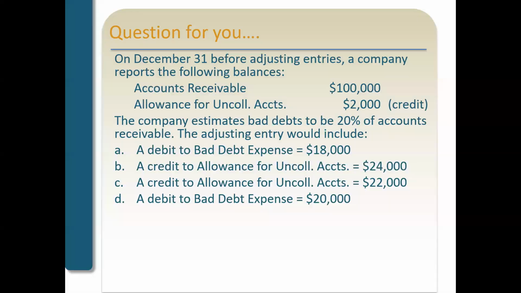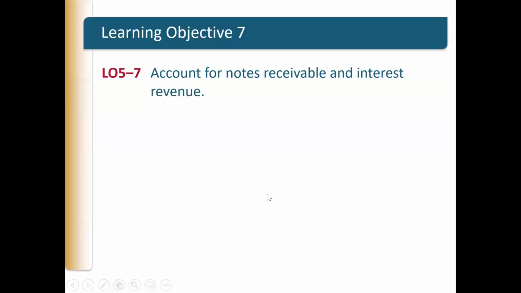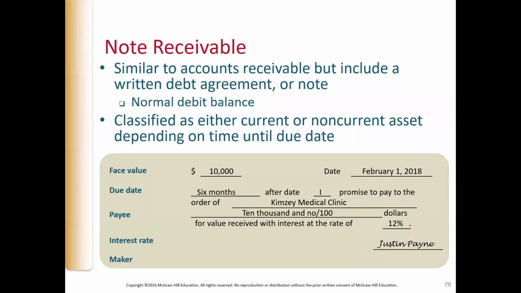Okay. Now, notes receivable often need to be recorded. Companies will lend money similar to accounts receivable, but usually notes receivable are a written agreement. Okay, so they're classified as either current or non-current assets, depending on when they're due. So you see here, a note receivable has a couple of key items: the face amount of the note, the due date, the payee, the interest rate, and the maker of the note, along with the date of the note.